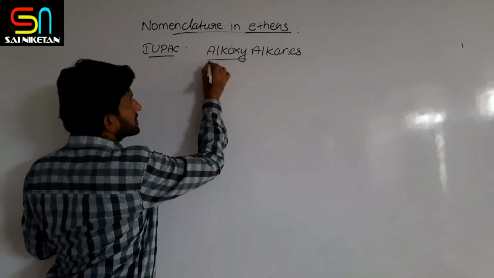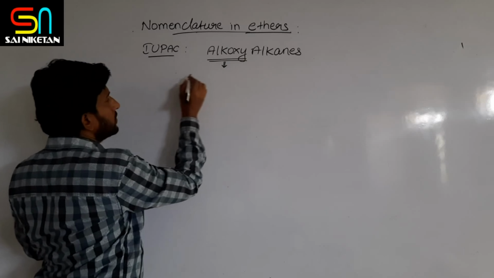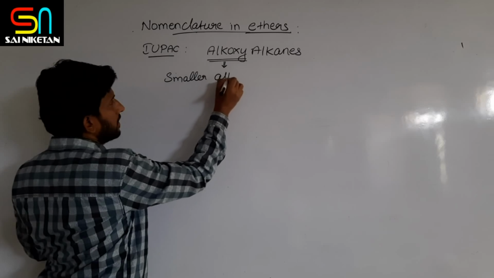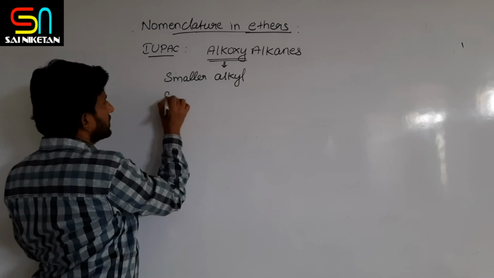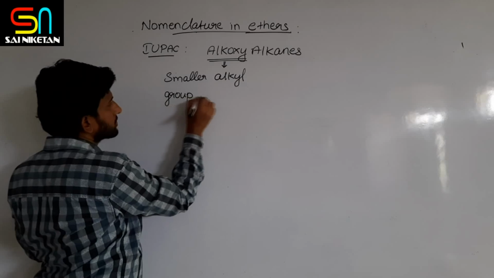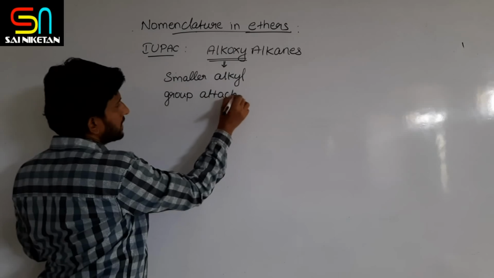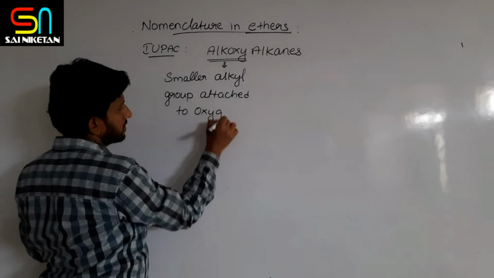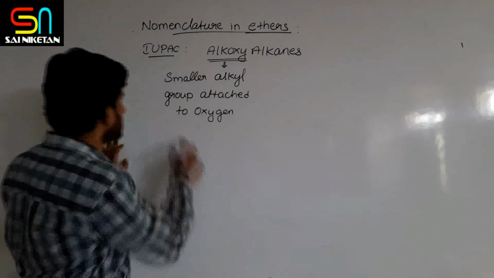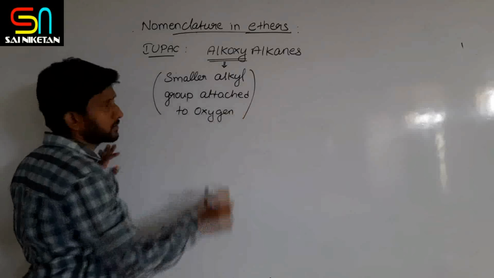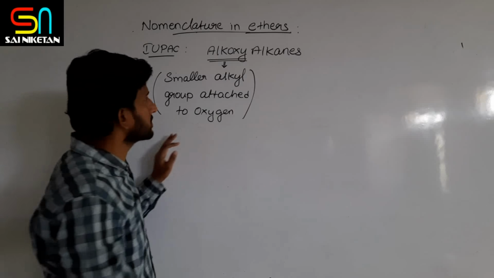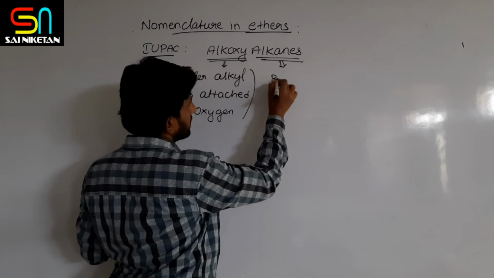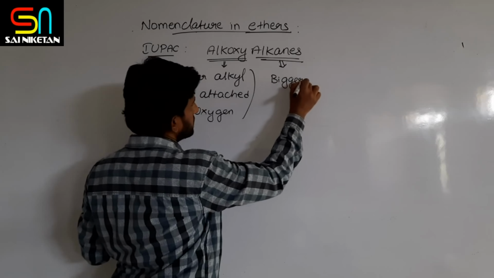The word alkoxy is used to represent the smaller alkyl group attached to oxygen. Alkoxy is used for the smaller alkyl group which is attached with the oxygen, and alkane is used for the bigger alkyl group.